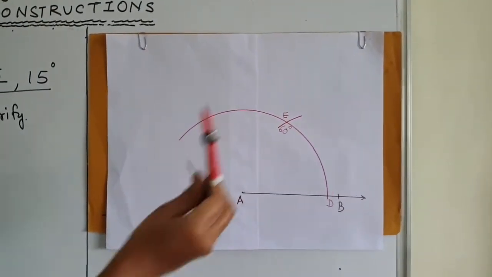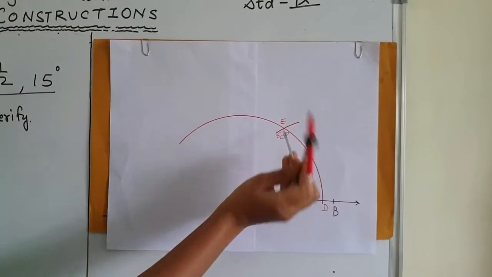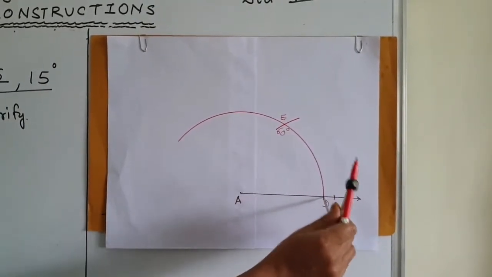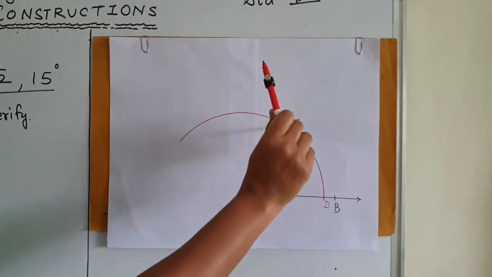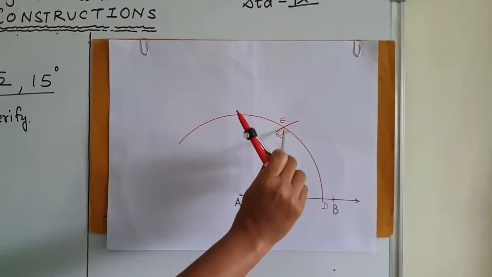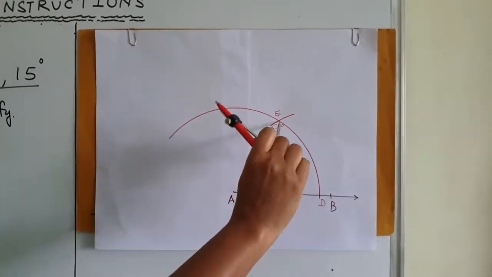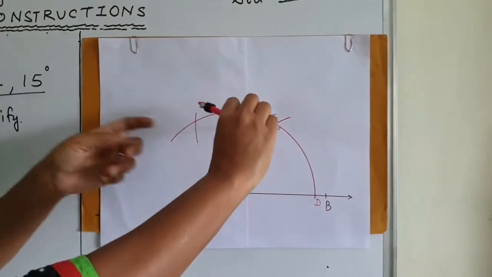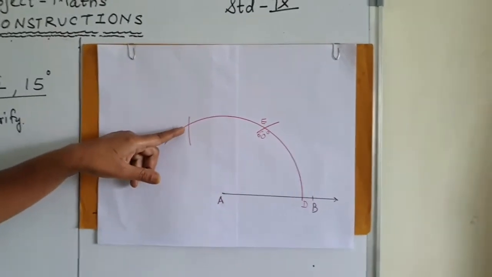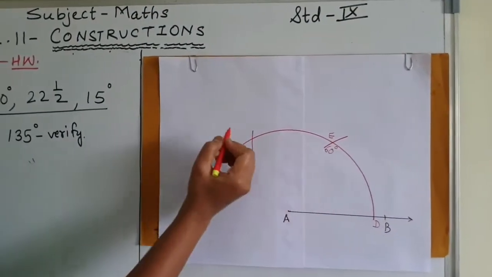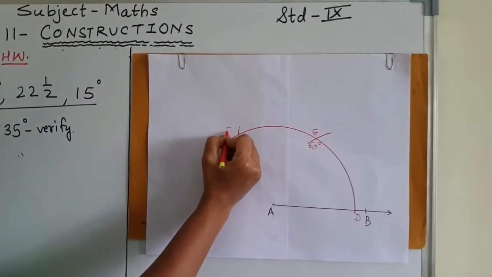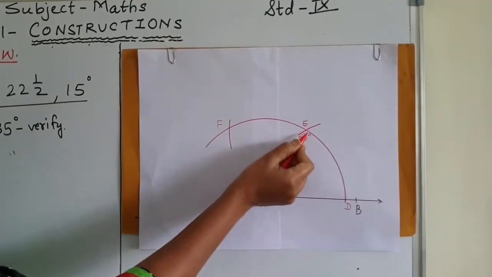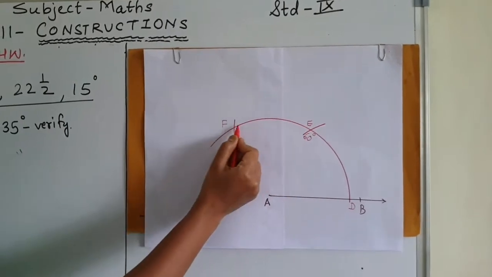Now take the same radius, whatever is AD, whatever is DE, and from E draw an arc, cutting the previously drawn arc. Let it be F. So this is how this arc gives us 60 degree, and then this arc again gives us 60 degree.